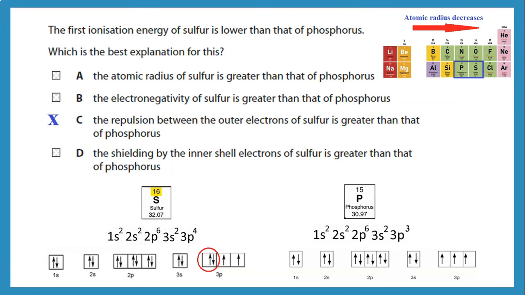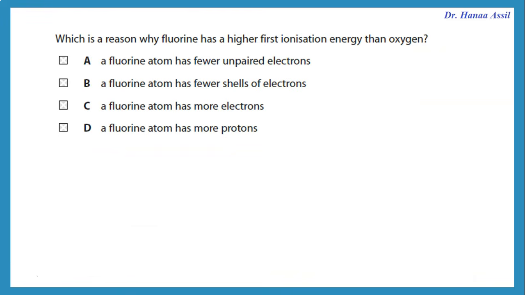And the other choice that we have is that the shielding by the inner shell electrons of sulfur is greater than that of phosphorus. What do we mean by shielding? We said shielding is the number of energy levels in the middle. Well, the electron in both cases is from a 3p, so actually it has very similar shielding. It has the same number of energy levels between the positive nucleus and the outermost electrons.